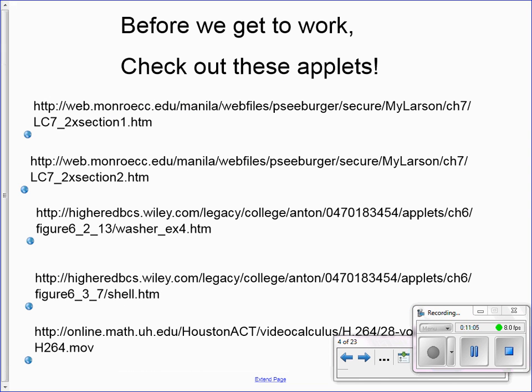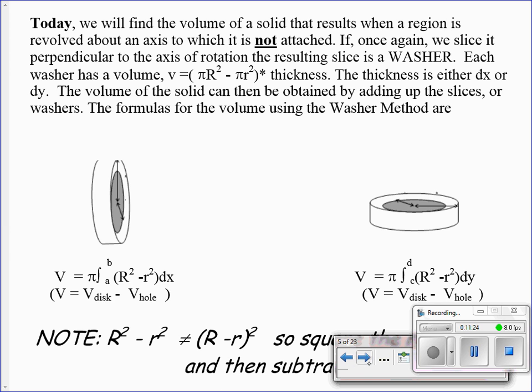If you're bored at home this vacation, if you actually Google Larson calculus applets, you can get some where you can control them, and it's really neat just to see it.